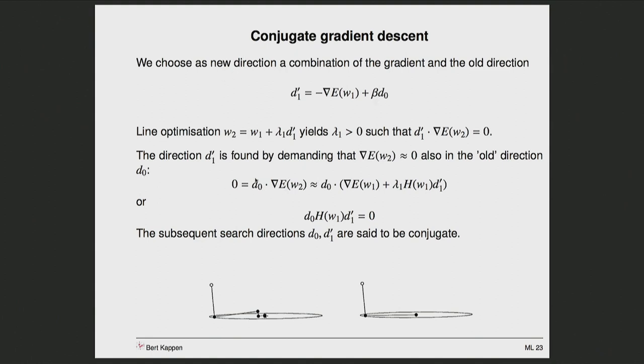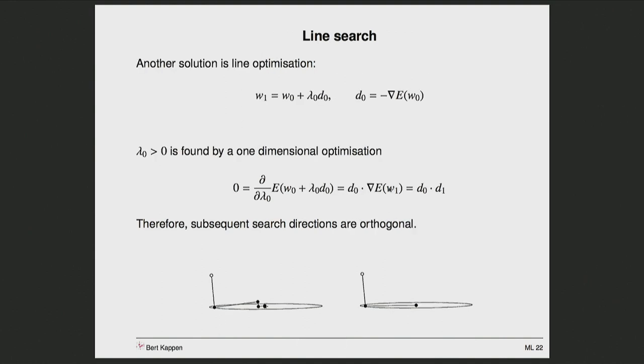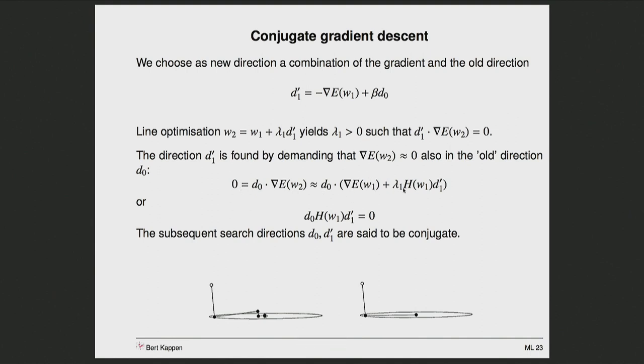So we say zero is this inner product, which we can write by Taylor expansion: the gradient in this point is the gradient in that point plus lambda 1 times the increment, times the Hessian calculated at that point. Right? So we get this expansion. Now this one is already zero, because that's what we had here, so we can just cancel it out. And this is a constant, so we can take that out, so we get d0 transpose H d1 prime is zero. This is called the conjugacy relation. So if H is a diagonal matrix, we want our search direction to be orthogonal. But if H is not a diagonal matrix, we want something that satisfies this. And this gives a non-orthogonal new search direction, as pictured by this.